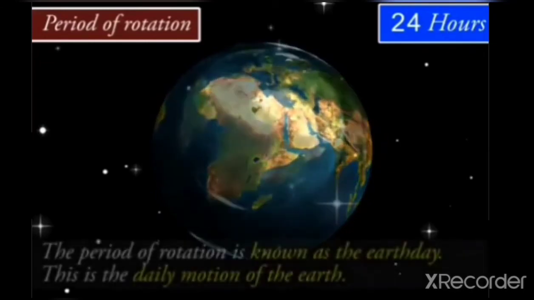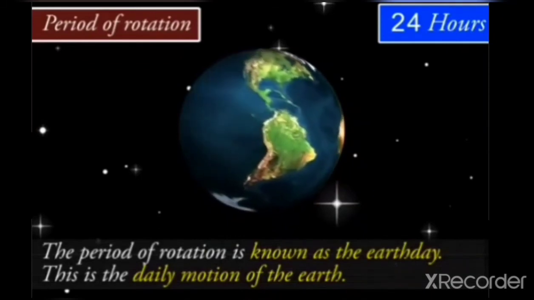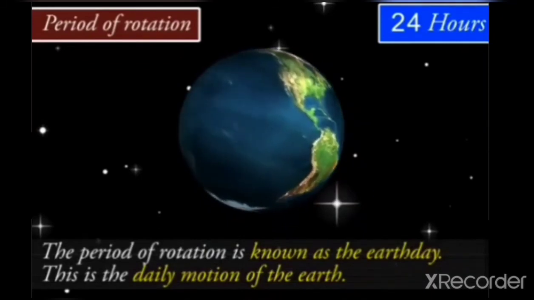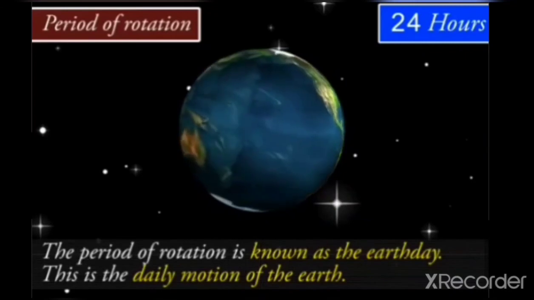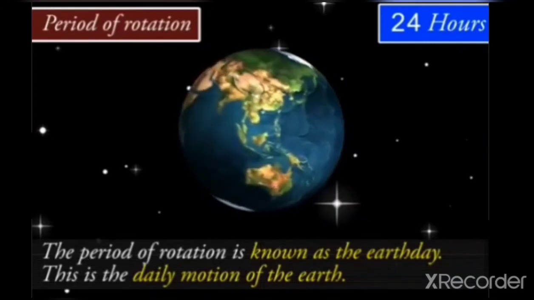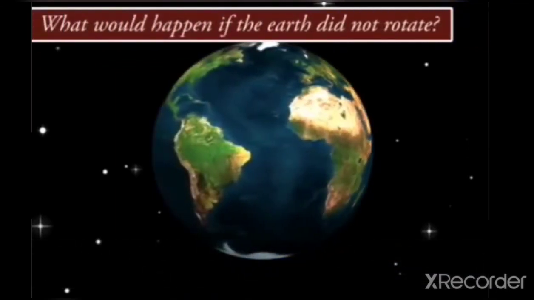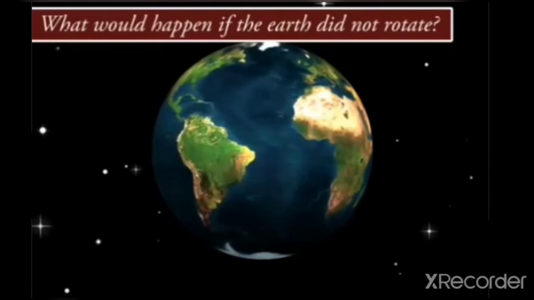Period of rotation. The period of rotation is known as the Earth day. Earth takes 24 hours to complete one rotation. This is the daily rotation.